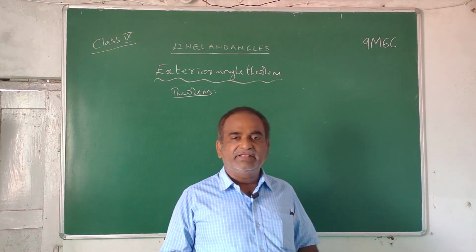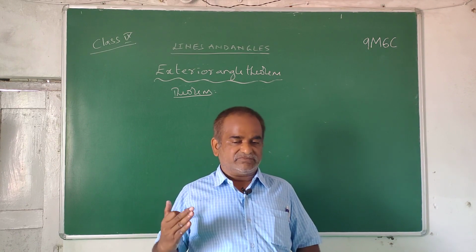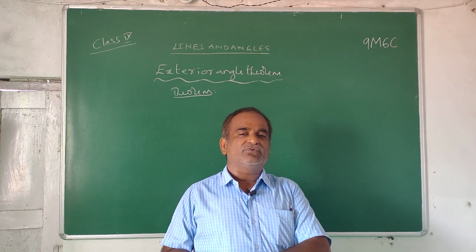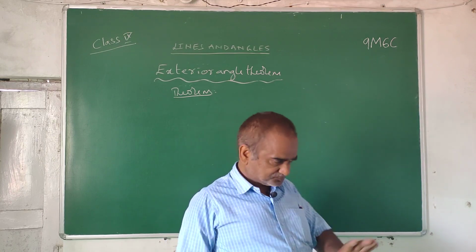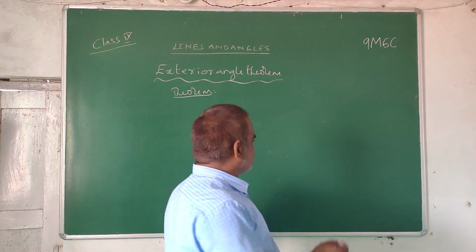Once again I repeat: if a side of a triangle is produced, then the so formed exterior angle is equal to the sum of the opposite interior angles. This is popularly known as the exterior angle theorem.